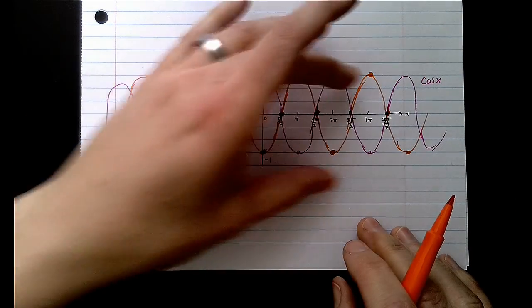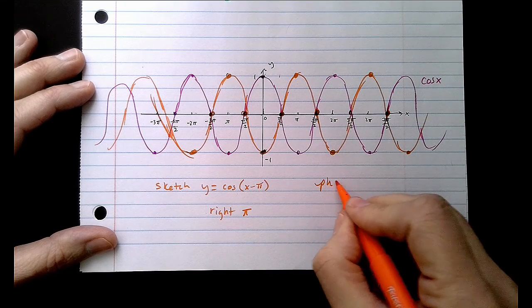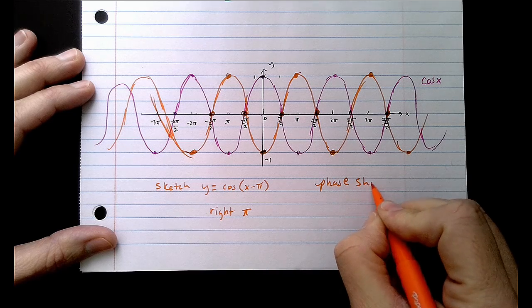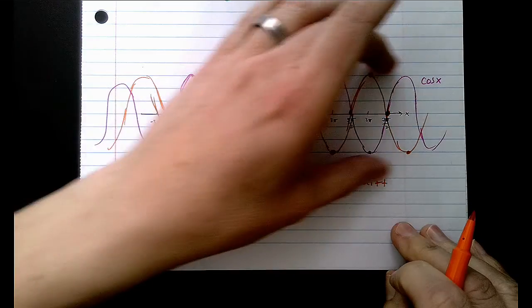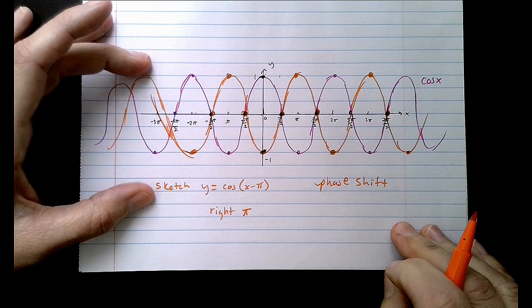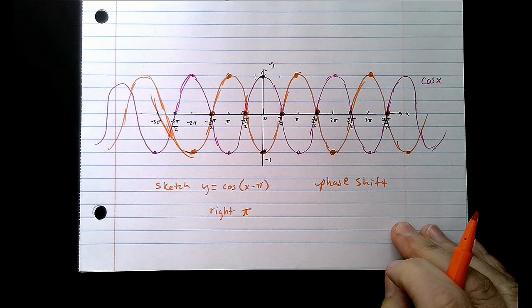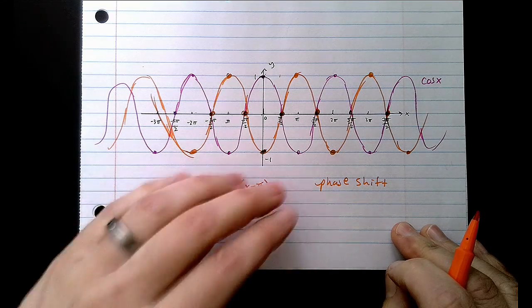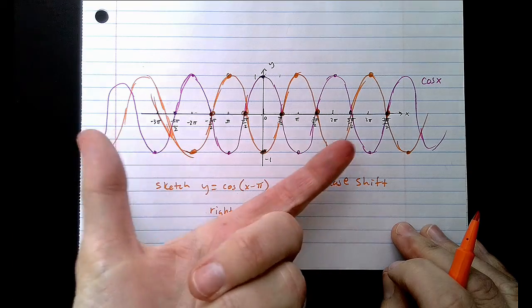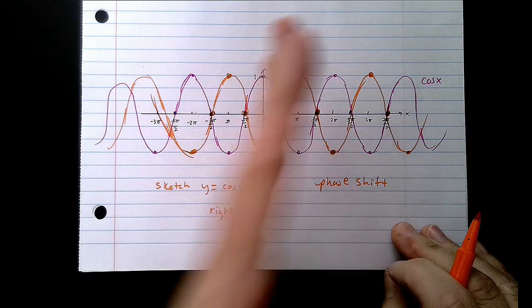So again, this is a phase shift. The shape is still the same. All the other attributes for the most part will be the same, but there's no stretching or compressing in any direction. It just moved left and right.